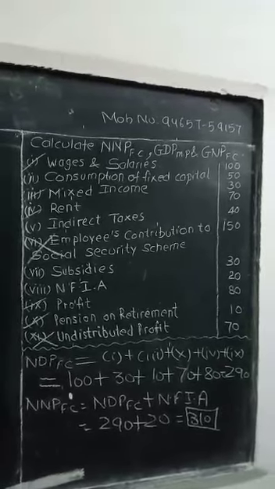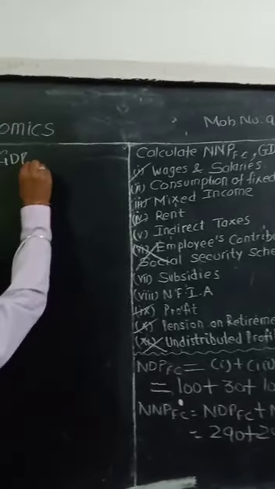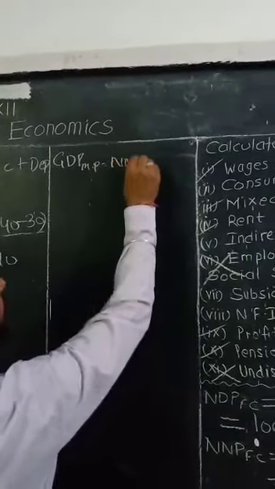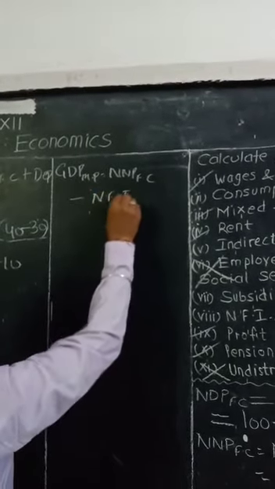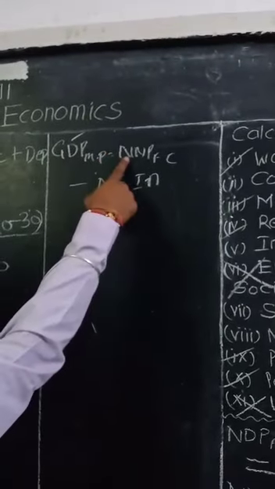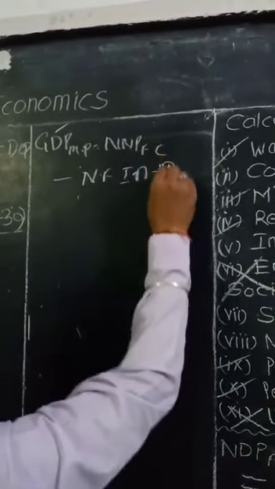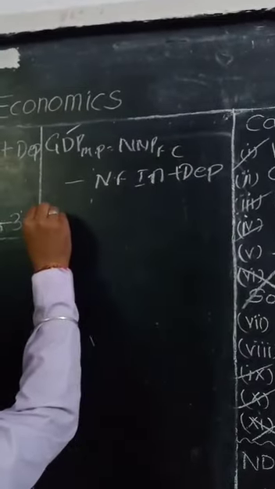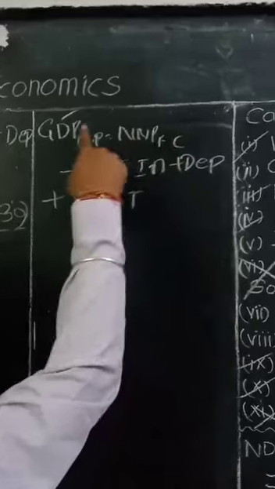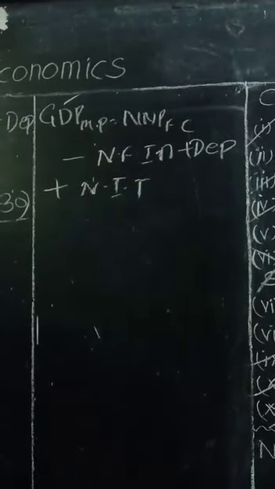And if this is to be calculated by using NNP at FC, then how will it be calculated? First of all, it is at domestic, it is at net national minus net factor income from abroad, so it will become domestic. Then it is at gross, it is at net, so plus depreciation, okay, and then plus net indirect taxes, because it is at factor cost, at market price.